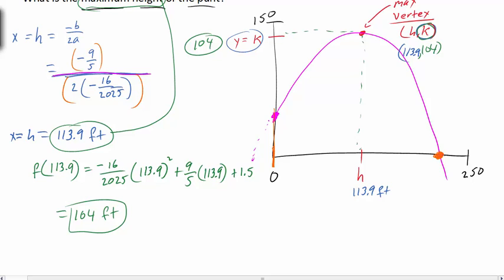Well, if we want to know how far the ball traveled, then what are we trying to find here? This would simply be the x-intercept. So if you find the x-intercept here, that's going to tell you how far the ball has traveled. So that's the total distance horizontally the ball traveled. Okay, so that's different than looking for the maximum height.